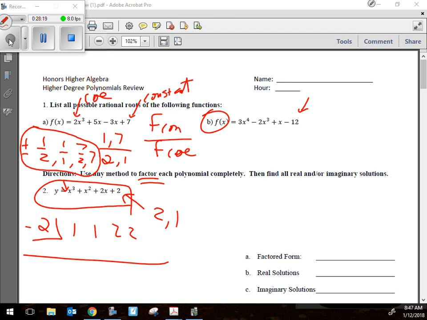So maybe -2 can. Try -2. And if -2 doesn't work, try -1. Because, again, if you're multiplying and adding and multiplying and adding and multiplying and adding, how are you going to end with a 0?